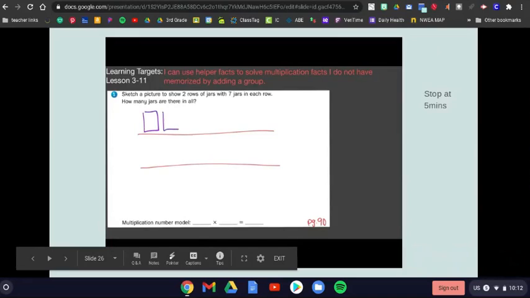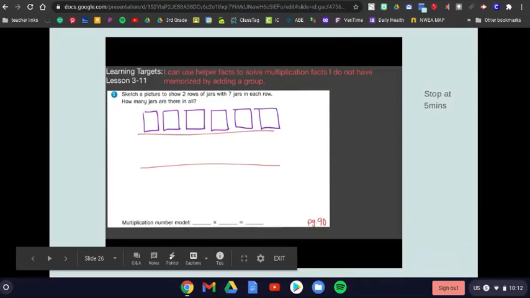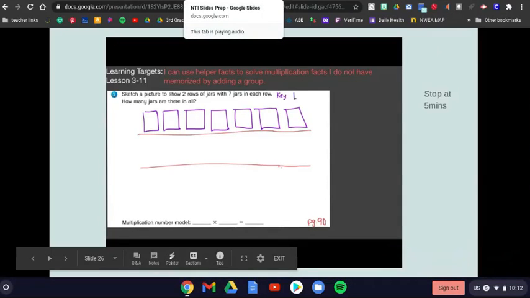1, 2, 3, 4. So he starts by drawing a picture or drawing an array, and that's one of the strategies that we use to answer a multiplication fact or any math strategy that we do. Okay, and this equals a jar.